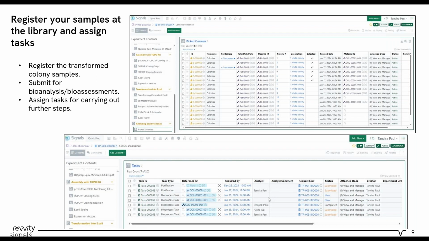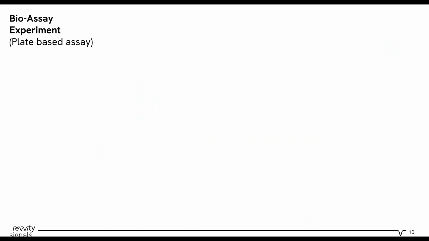So registering your samples and creating the tasks are really very easy and very simple, and saves a lot of your time within the Signals Notebook. So once I have assigned my task, the colonies are required to be tested. They are to be used for fermentation in bioreactors.